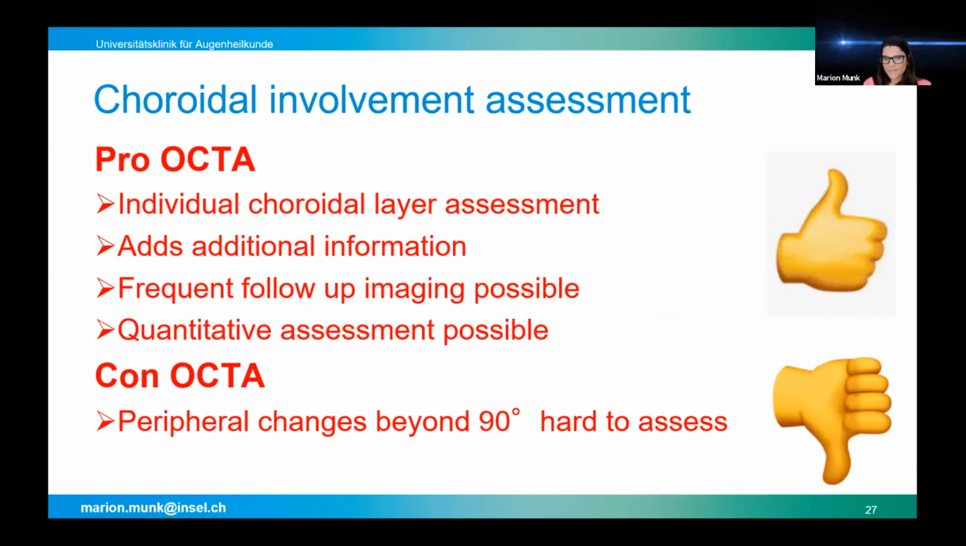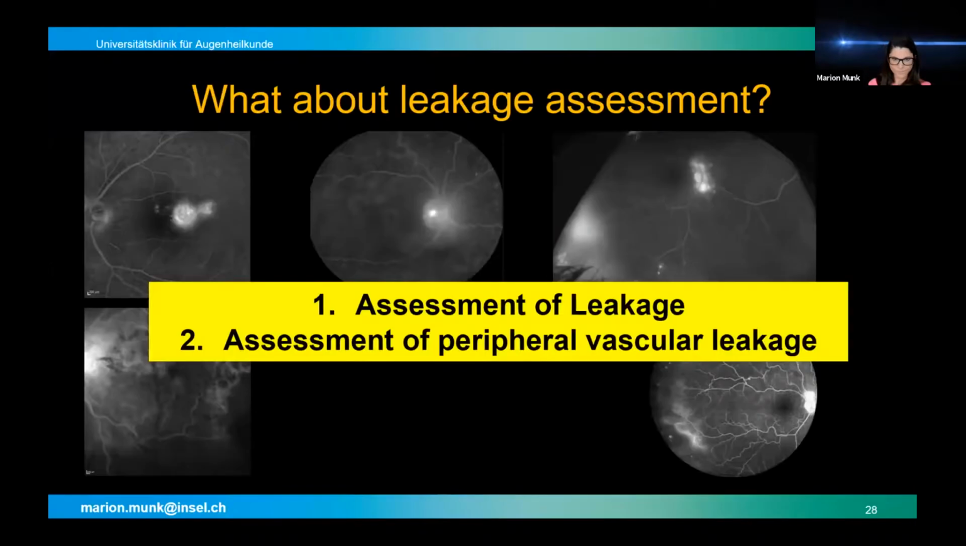Of course, the downside is that any changes you want to capture beyond the central 90 degrees will be hard to capture and hard to assess. And here you still need ICG and other angiographic possibilities and devices to assess these lesions.